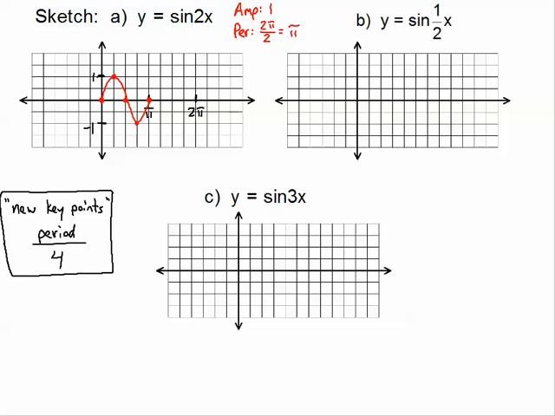Looking at the next one, amplitude, well, that's not changing. That's just a 1. But my period normally is 2 pi. This time I'm dividing by 1/2 because b is 1/2. 2 pi divided by 1/2 is the same thing as multiplied by 2. My period is now 4 pi. This is now stretched out 4 pi units. Let's see what happens to our scales.